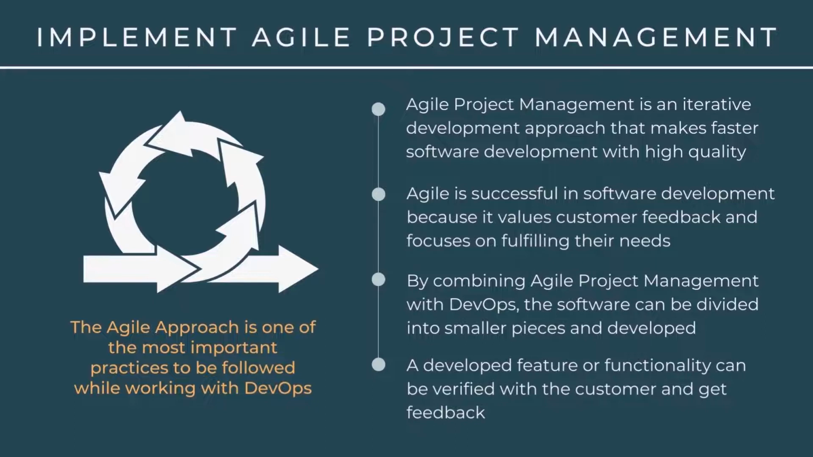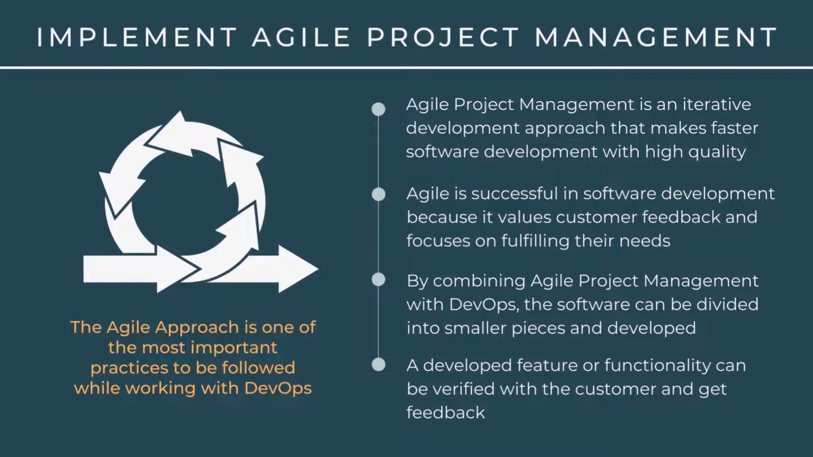The Agile approach is one of the most important practices to be followed while working with DevOps. Agile project management is an iterative development approach that makes software development with high quality and faster delivery rates. Agile is successful in software development because it values customer feedback and focuses on fulfilling their needs. The communication between the customer and the project team will help the teams easily work towards the required features and functions in the software.